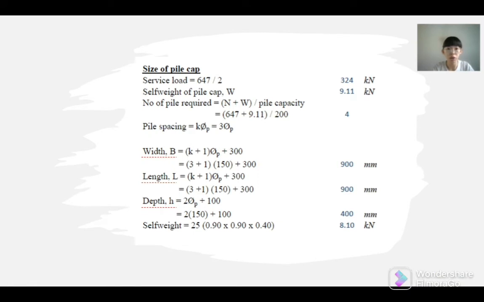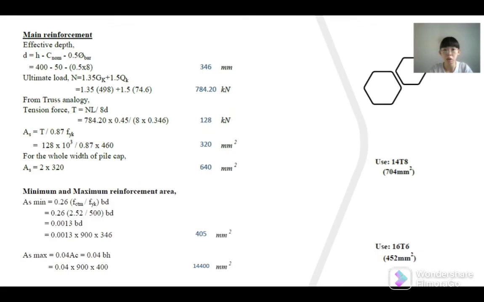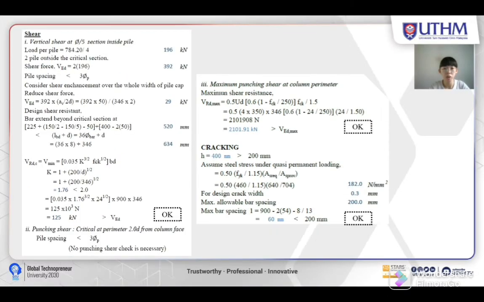Alright, now we move to the side of the pile cap. There will be 4 piles needed to design this foundation. As you can see from the side, the width and the length of the pile cap will be 900 mm and the depth will be 400 mm, and it has a surface of 8.1 kN. The main reinforcement used in this foundation is 14 T8 with an area of 704 mm². Meanwhile, the secondary bar is 16 T6 with an area of 452 mm².